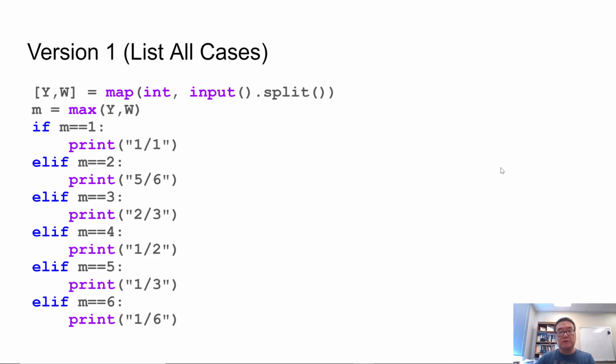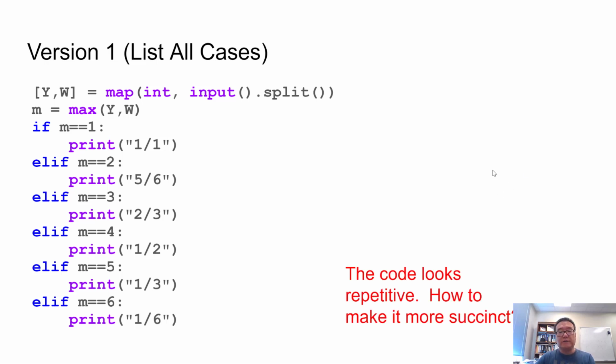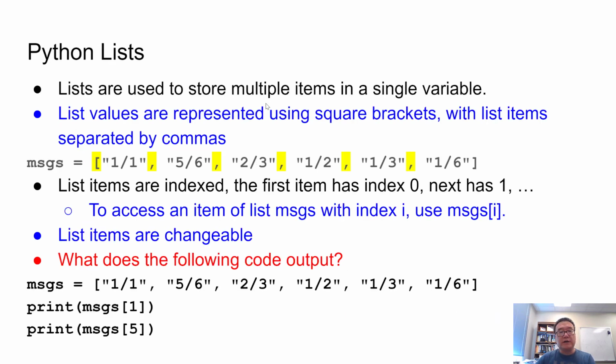So this solution is correct. However, it might feel a little bit repetitive. We are explicitly listing all the 6 cases. So can we make the code a little bit more succinct? And in fact, we can.